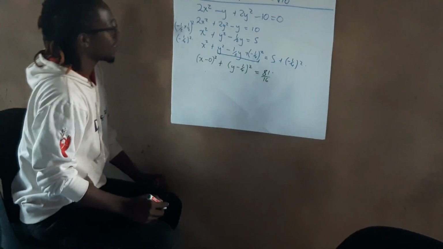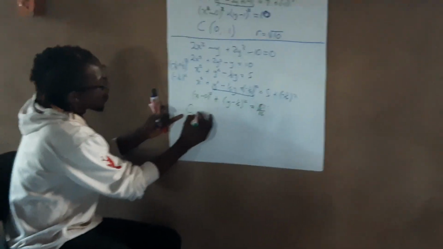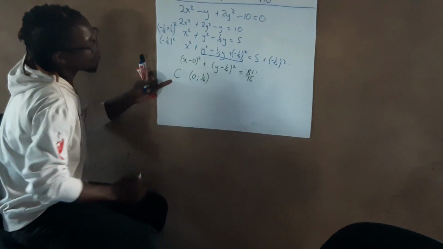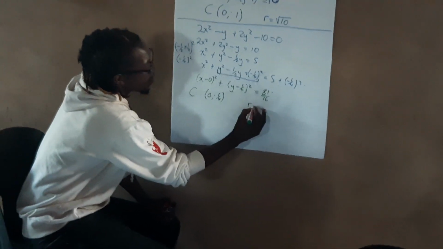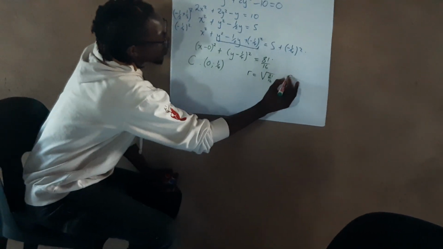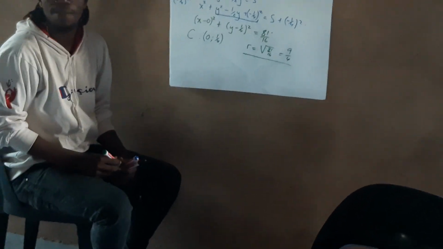Right? Yes. So it will mean that our center will be equal to what? 0 and 1 over 4, that is positive, right? What about our radius? Square root of 81 over 16, which is what? 9 over 4. Is it making sense?